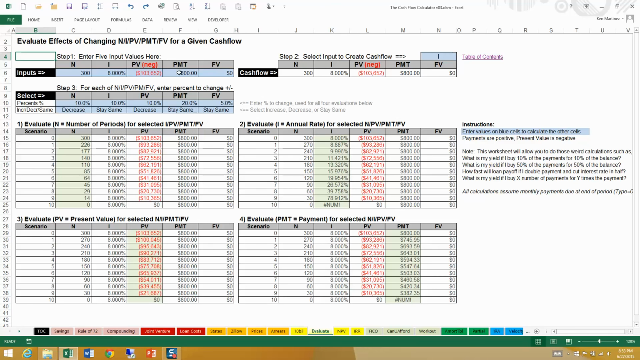Given a cash flow, so you have your inputs, and given a specific cash flow, what is the effect of increasing or decreasing any of your 5 inputs? And you'll see the effects down here automatically done for you. You don't need to figure out how to do it. I've done it all for you.